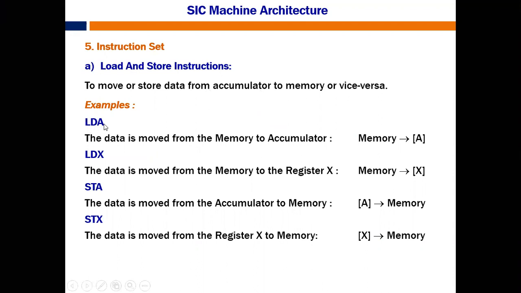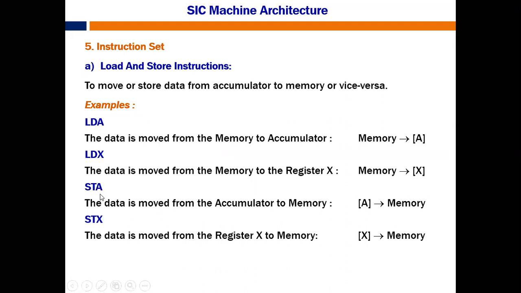The first one is LDA, load the accumulator with the contents. That means the data is moved from the memory to the accumulator. Load the data into the accumulator, so from the memory, the data will be transferred to the accumulator. Then LDX, the data is moved from the memory to the register X.